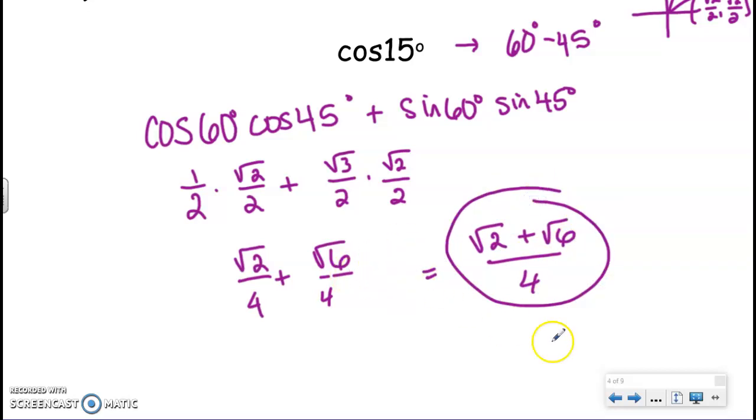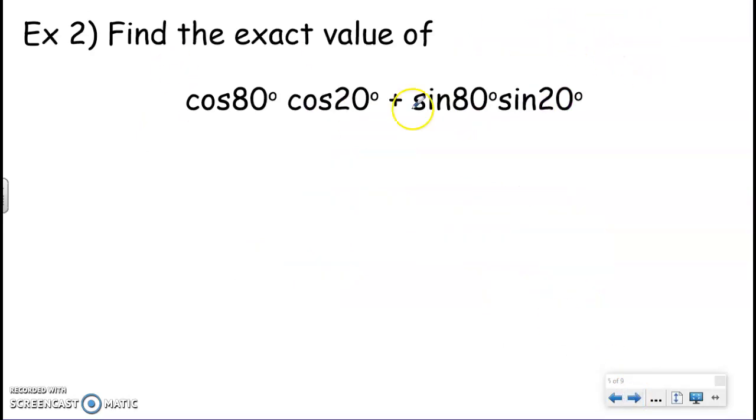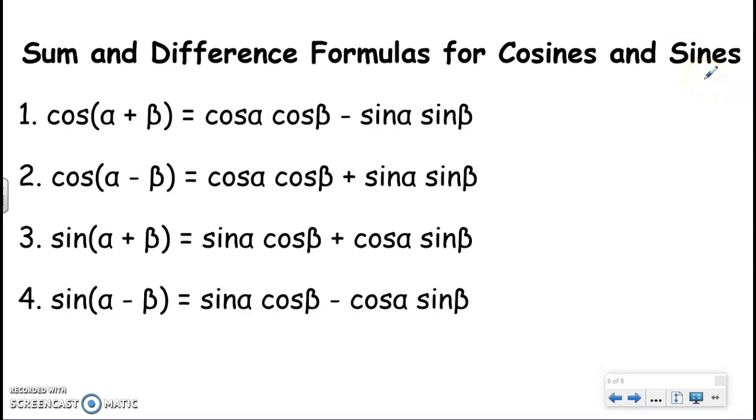Okay. The next problem gives us part of the formula, and I know that if I do 80 minus 20, I get 60. So cosine of 60 degrees is really what I'm using here. And I know that cosine of 60 degrees is 1/2. So just going backwards using that formula.